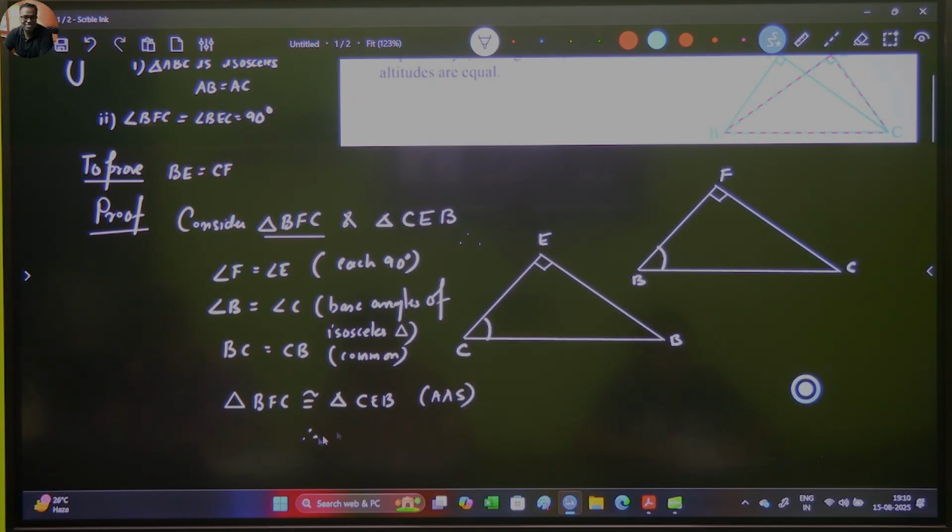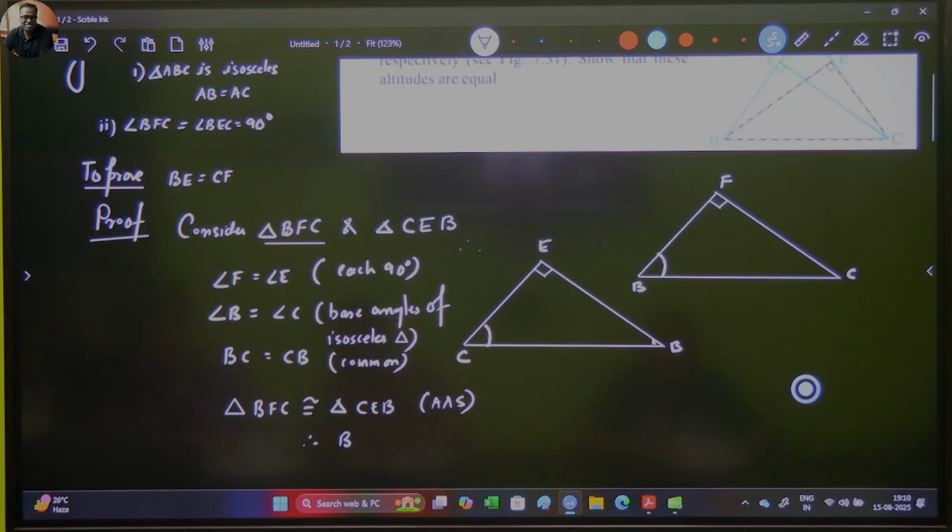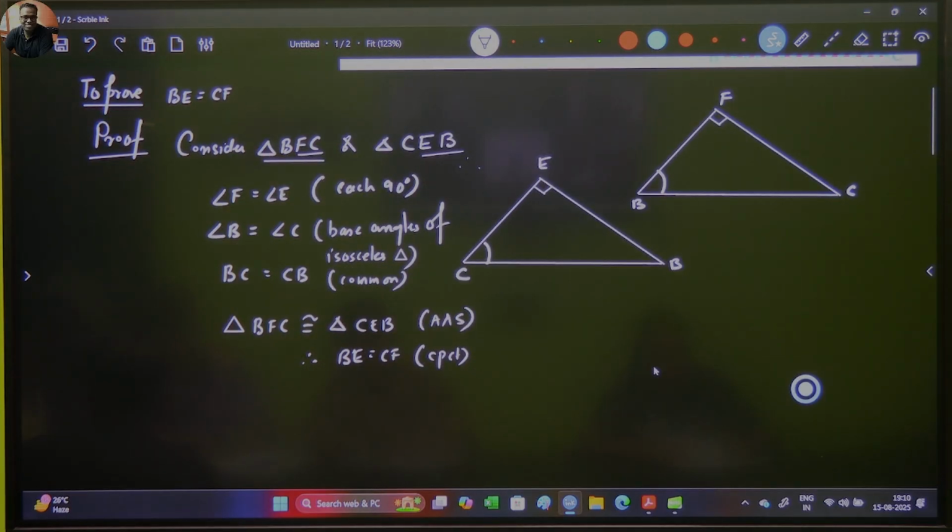Therefore, you can easily write that, you have to prove what? Prove that BE equal to CF. So BE is equal to CF, yes. BE is this portion, CF is this portion. So BE is equal to CF, and this is by CPCT, corresponding parts of congruent triangles. Has everyone understood this problem?